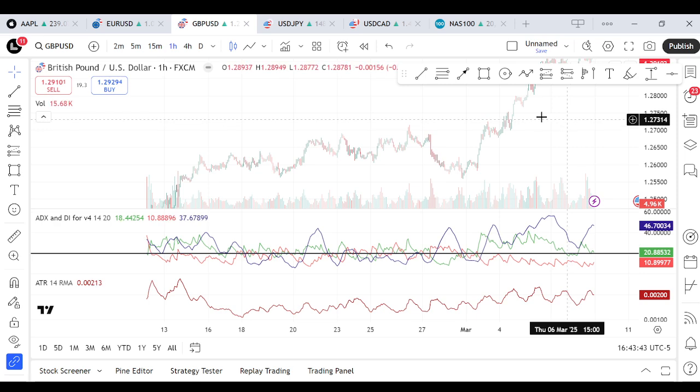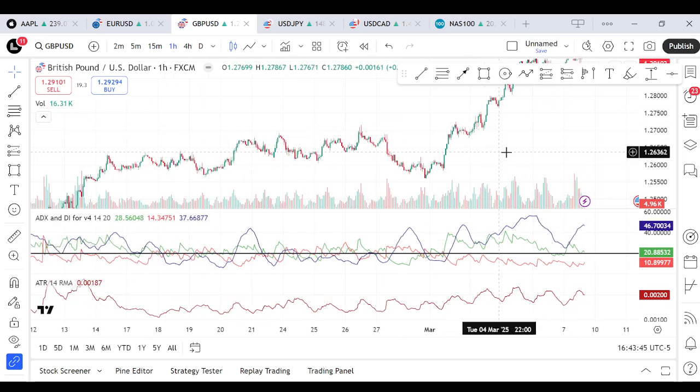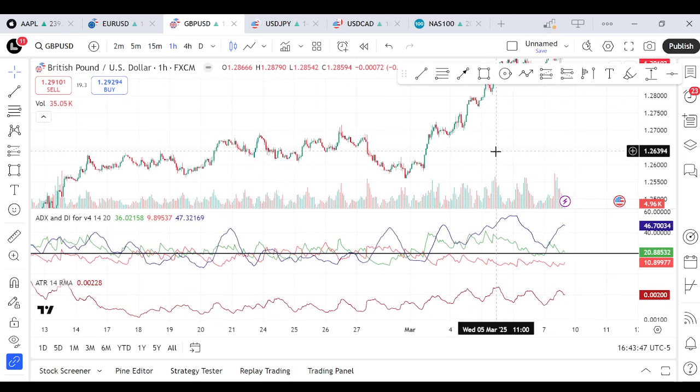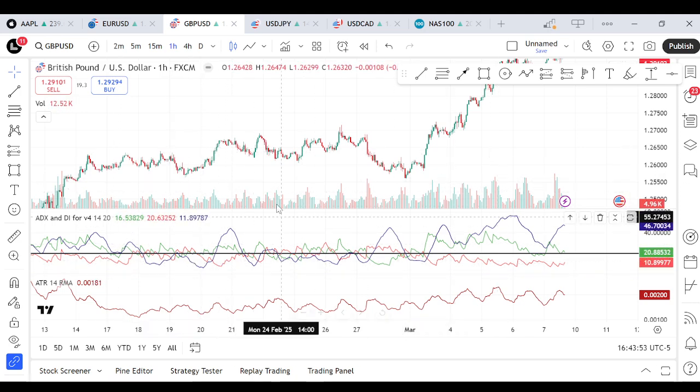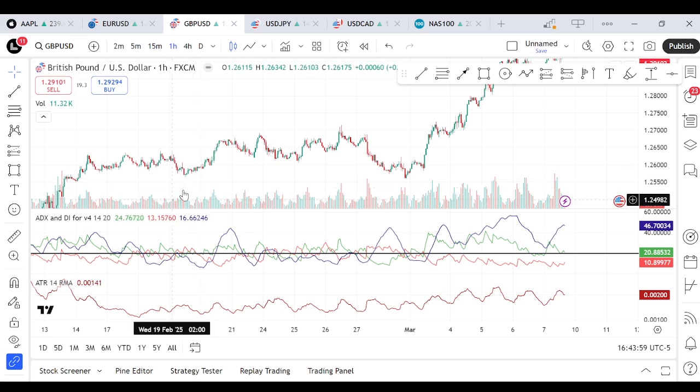So let's talk about how to use the ADX and ATR strategy in the markets. First of all, start by adding the ADX and ATR indicators to your chart, which I've already added to my chart. This is the 1 hour time frame on GBPUSD. Use 14 period settings for both, as this is the standard and works well across different time frames. The ADX will help you identify whether the market is trending, while the ATR will measure volatility to guide your risk management.